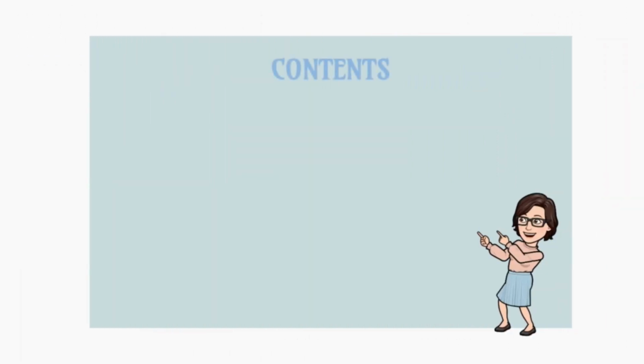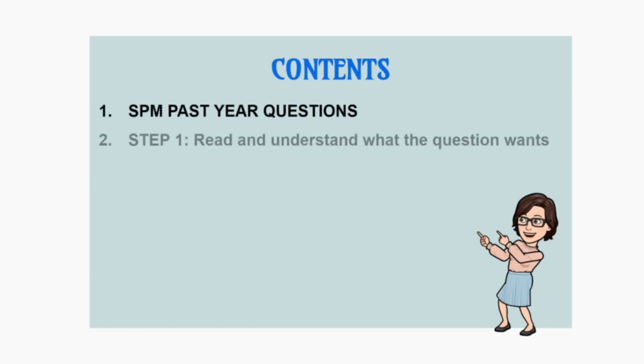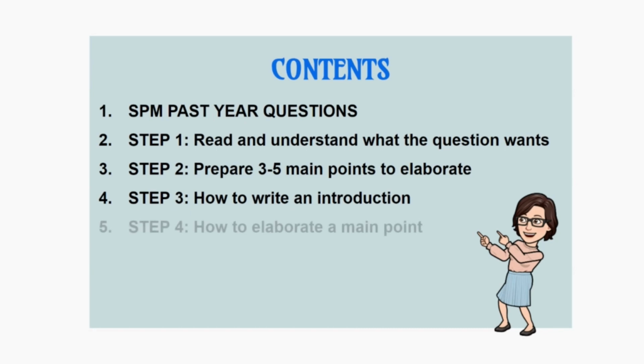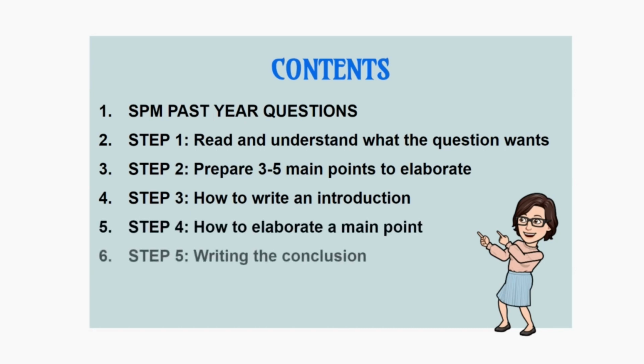The contents are a list of SPM past year questions. Step 1. Read and understand what the question wants. Step 2. Prepare 3 to 5 main points to elaborate. Step 3. How to write an introduction. Step 4. How to elaborate a main point. Step 5. Writing the conclusion. And lastly, the summary of the entire lesson.